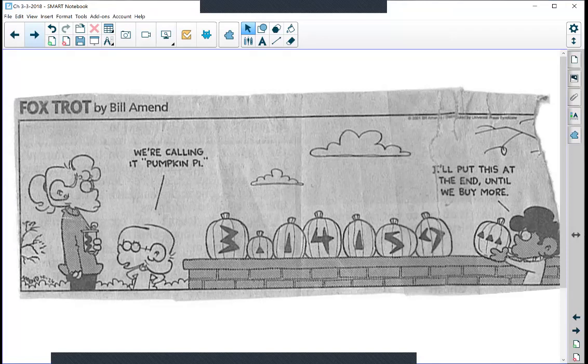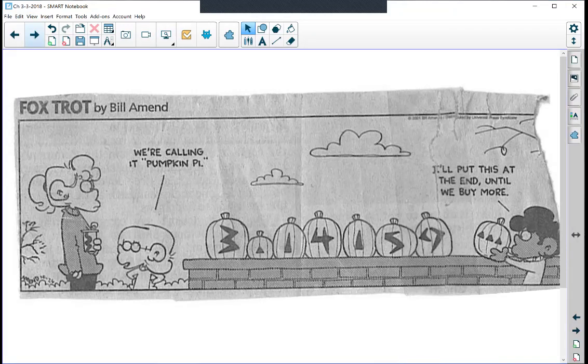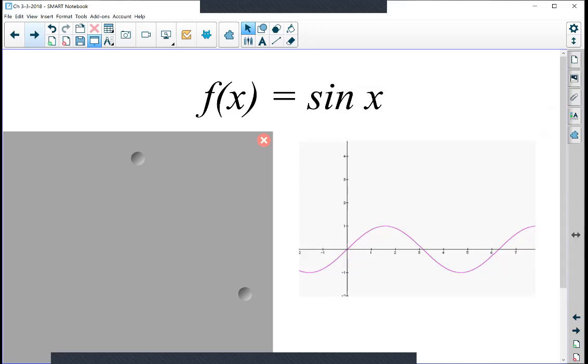Always important when we're talking about trig functions to keep in mind pi, because in calculus, all of our trig functions we measure in radians, not in degrees, unless a problem specifically says that you're measuring in degrees. All right, let's take a look at the function sine of x.